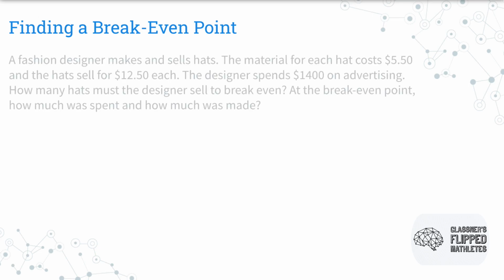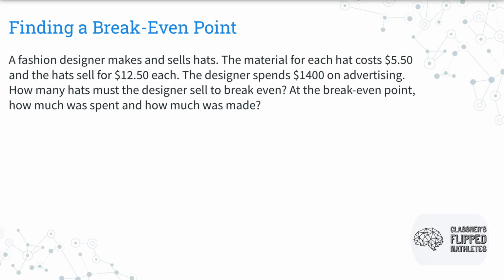So let's find a break-even point. Let's say a fashion designer is making and selling hats. Material for the hat costs $5.50 and the hats sell for $12.50. The designer spends $1,400 on advertising. How many hats must the designer sell to break even? And at that break-even point, how much money was spent and how much was made? Which should be the same number.